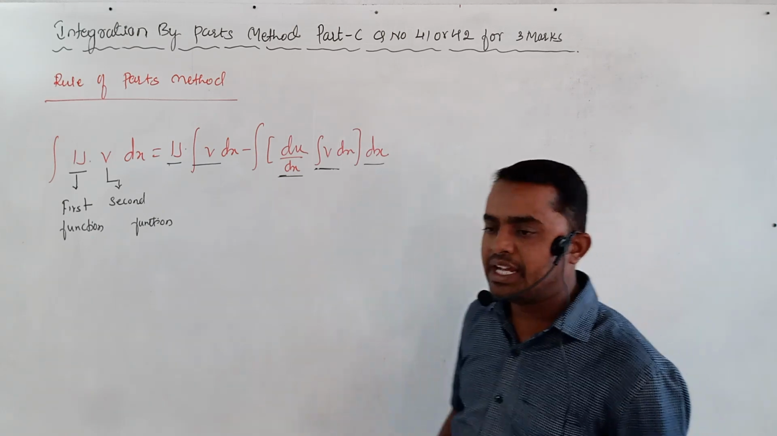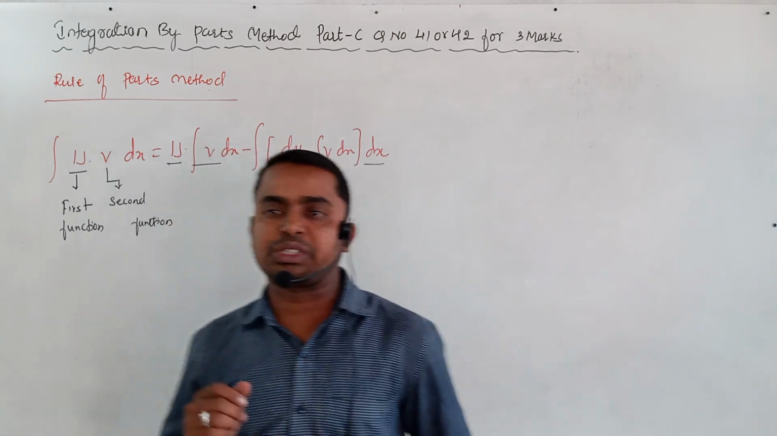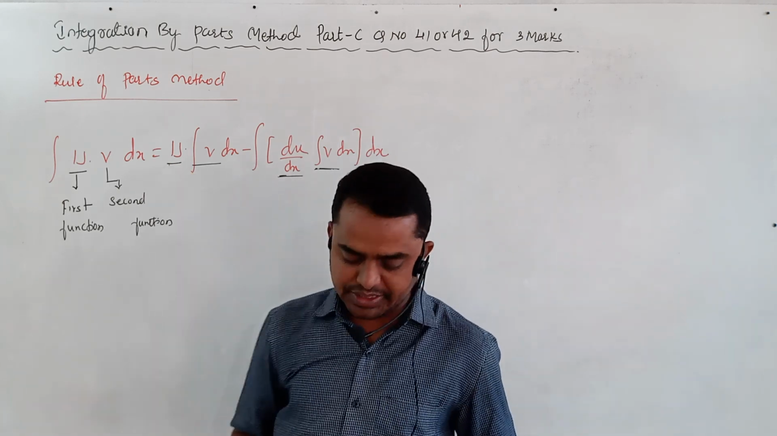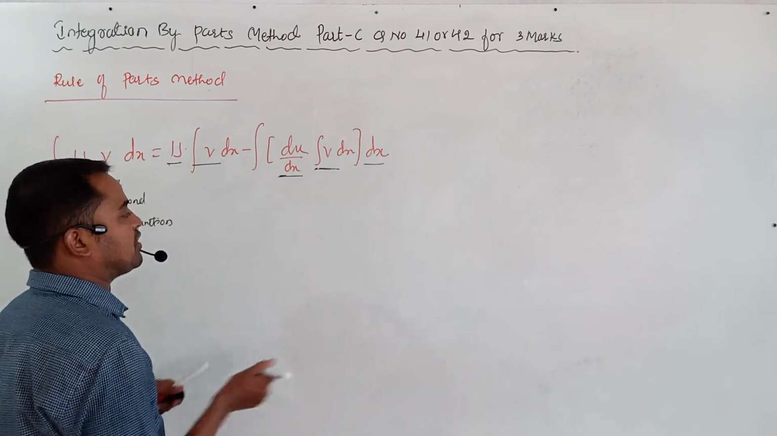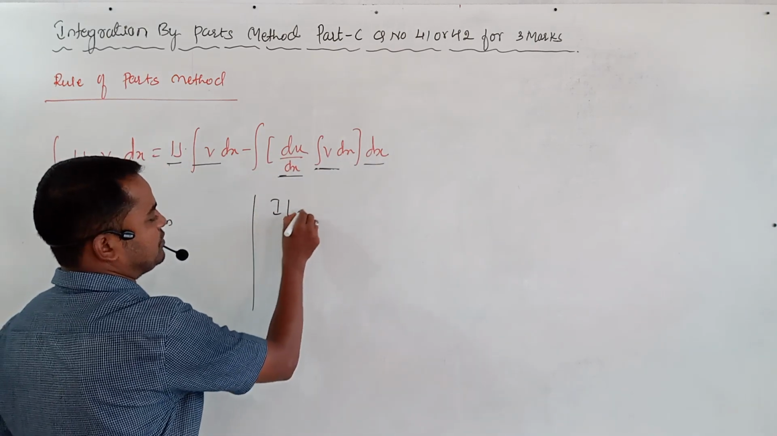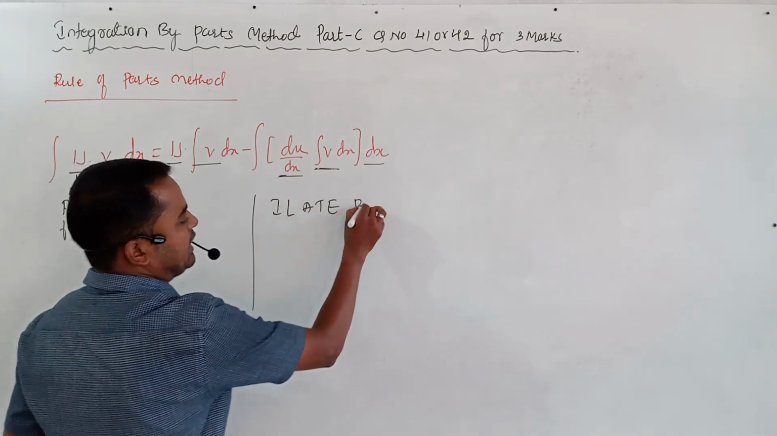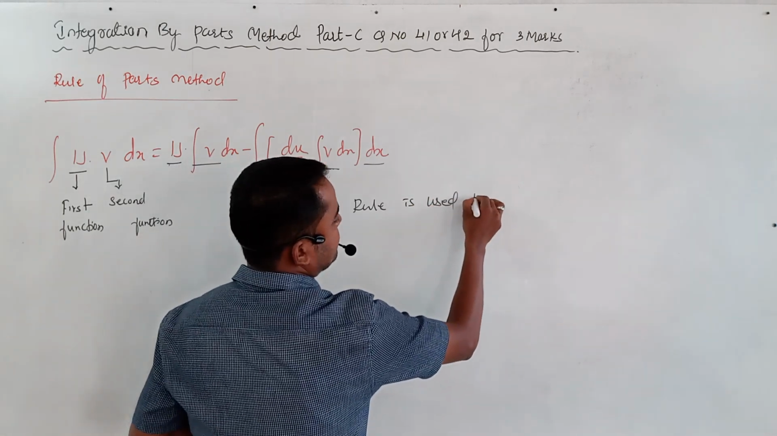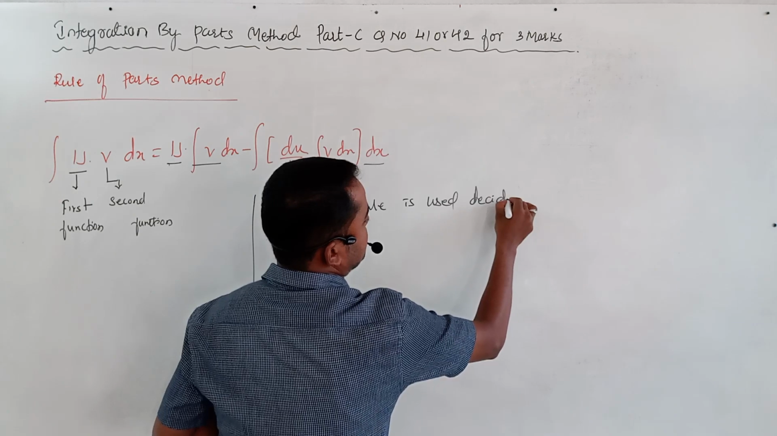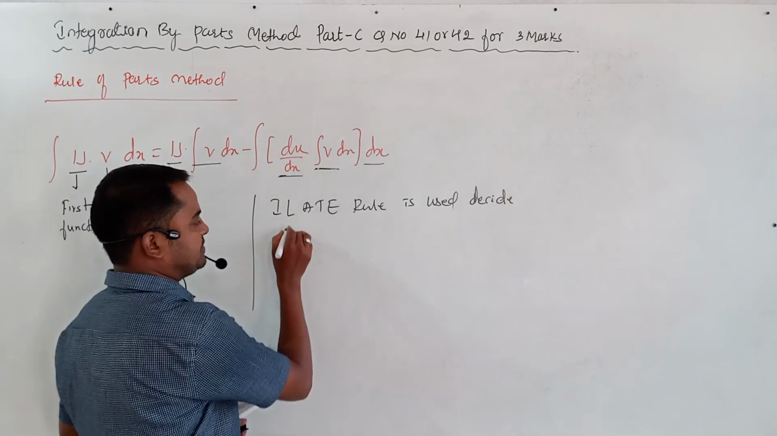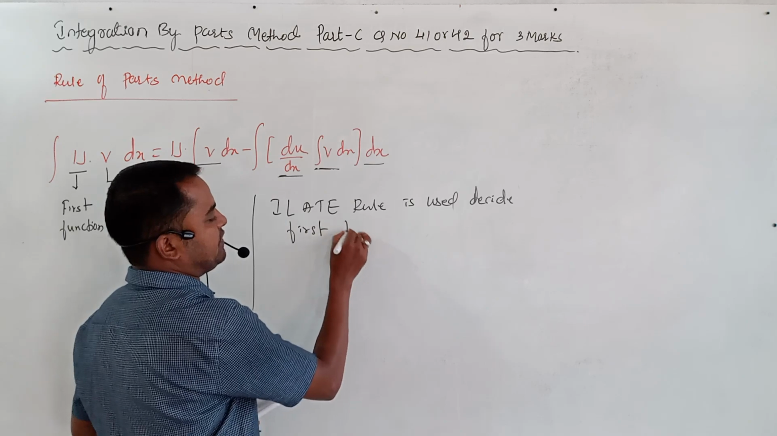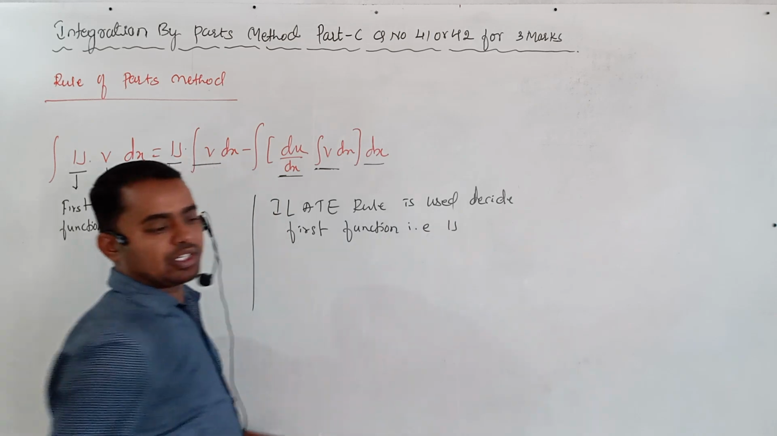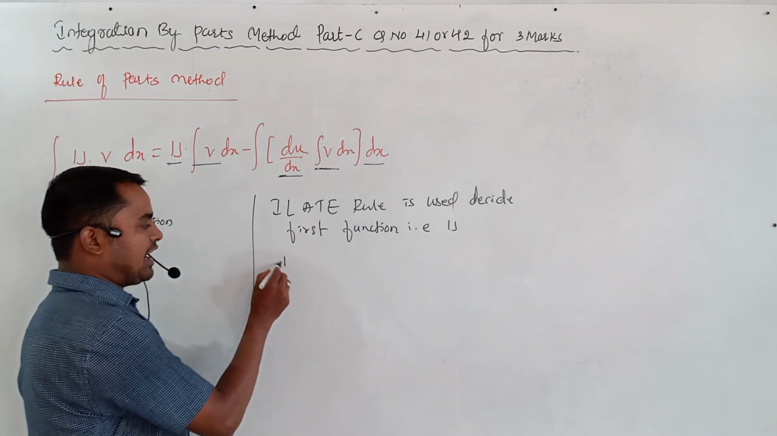This is the parts method, and now the question arises: which function should we take as u and which as v? To decide this, we use one rule, that is called the ILATE rule. The ILATE rule is used to decide the first function, that is u.